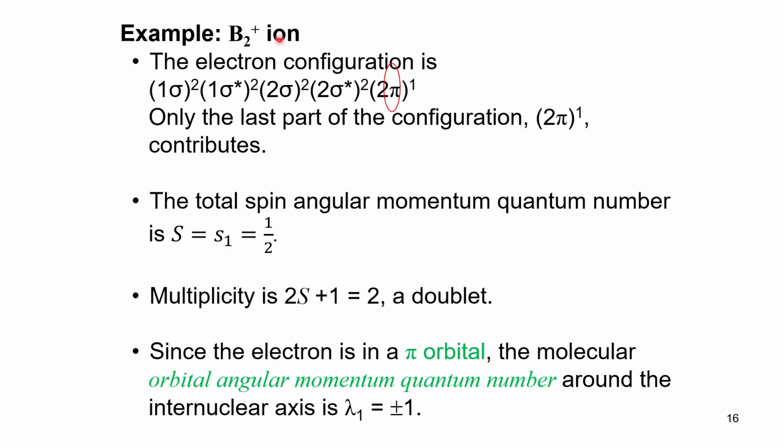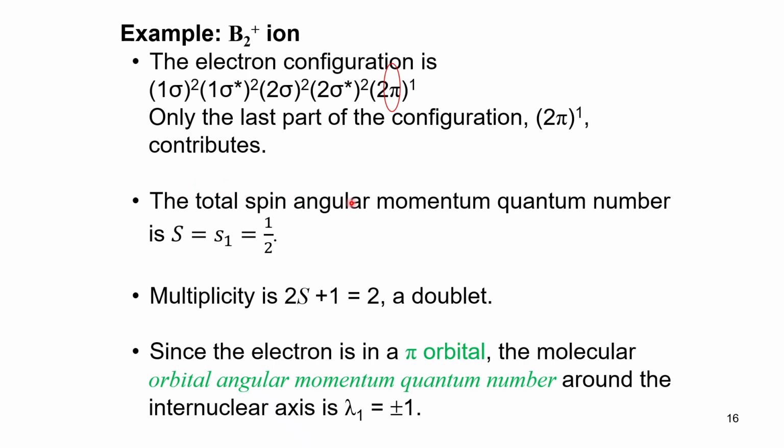Continue with the boron ion. The electron configuration is given here. So you have 2 electrons in the formation of the 1s orbital, and then 2 electrons in the sigma anti-bonding molecular orbital. After that, 2 electrons in the sigma bonding molecular orbital, 2 electrons in the sigma anti-bonding molecular orbital. After that, it has only 1 electron in the pi bonding molecular orbital. We only consider the last part of the configuration, which is the open shell, so only 2π¹. This 1 electron contributes to the determination of the molecular term symbol.